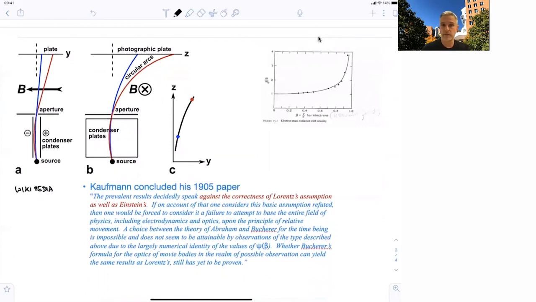But let me just read this to you. The prevalent results decidedly speak against the correctness of Lorentz's assumptions as well as Einstein's. If on account of that one considers this basic assumption refuted, one would be forced to consider it a failure to attempt to base an entire field of physics, including electrodynamics and optics, upon the principle of relative movement. We now know this was wrong, but the scientific process happens in a scientific environment.